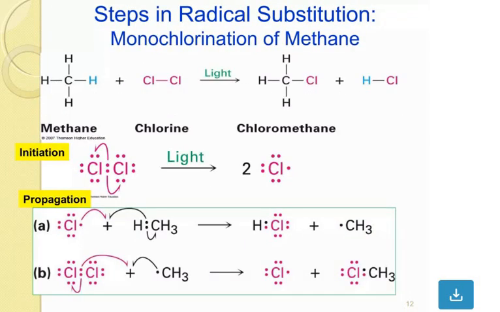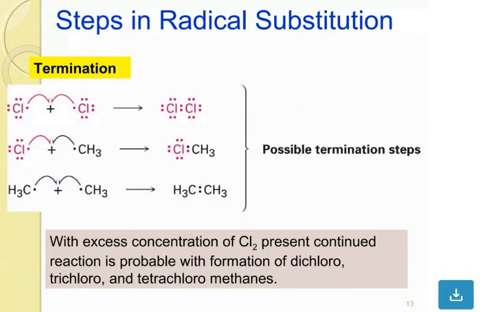So, steps in radical substitution, monochlorination of methane. You can see methane undergoes chlorination, it gives chloromethane. So initiation: formation of chlorine radicals. Propagation: formation of methyl radicals and formation of chlorine radicals. And then termination, which is the last step. Chlorine radicals combine, forming Cl2. A chlorine radical and a methyl radical combine, giving methyl chloride. A methyl radical and a methyl radical combine, giving ethane.